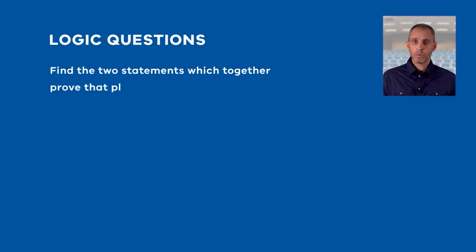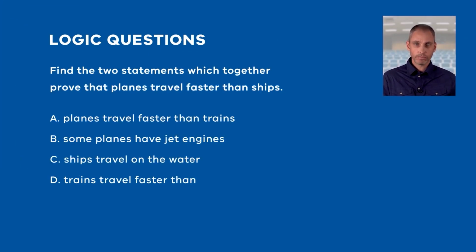The last type of question we'll be looking at is a logic question. Some of these questions give you information and ask you to select one correct answer. Others ask you to select statements that prove another statement is true. This example asks you to select 2 statements from the list. The statements need to prove that planes travel faster than ships.